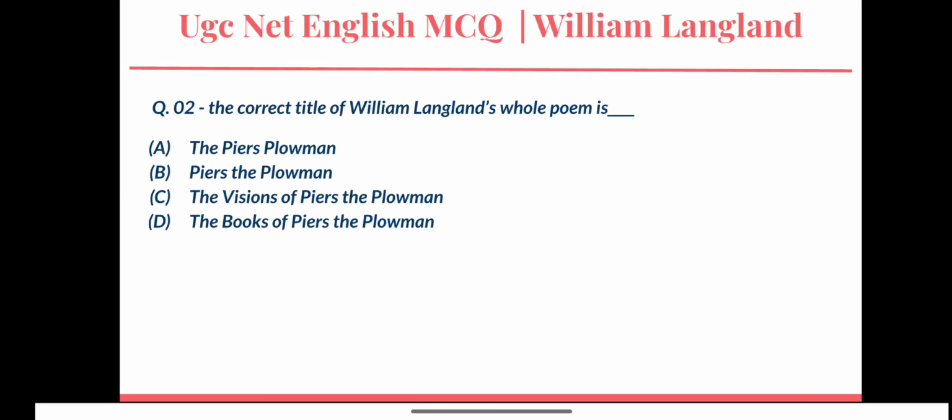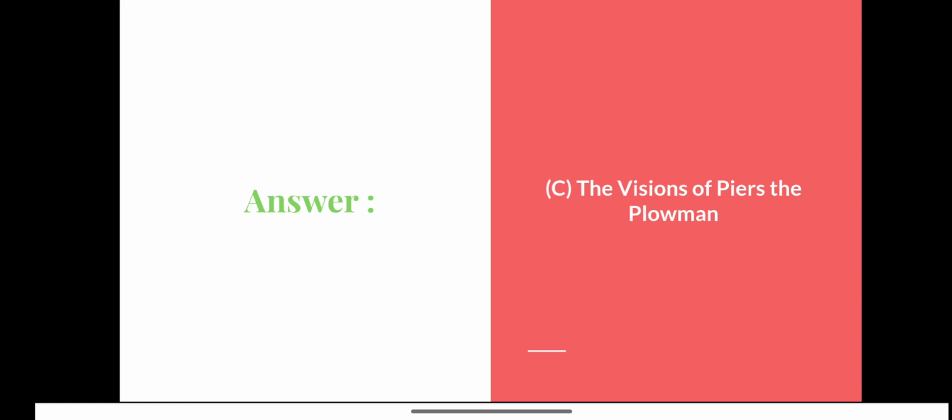The correct title of William Langland's whole poem is, and by whole poem we mean the most famous poem of William Langland. Option A, The Piers Plowman, option B, Piers the Plowman, option C, The Visions of Piers the Plowman, or option D, The Books of Piers the Plowman. Okay, so the right answer for this question is option C, The Vision of Piers the Plowman. Okay, so moving on to the next question.